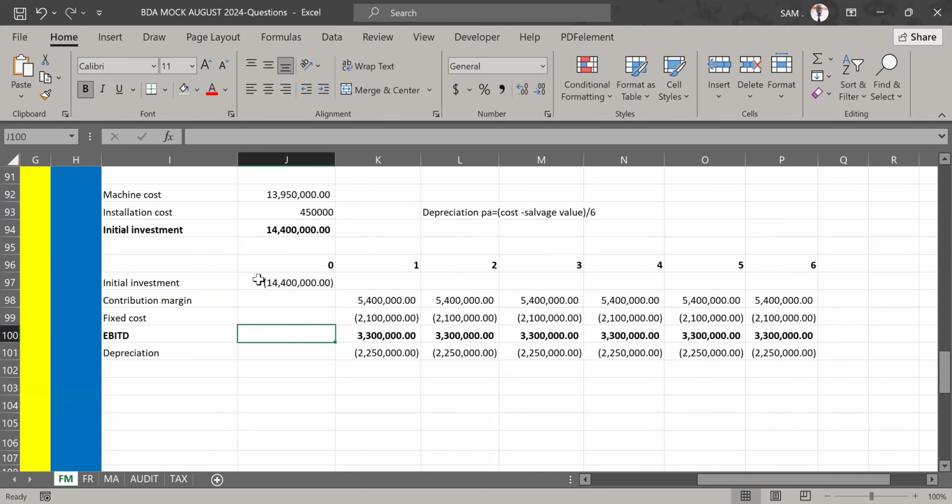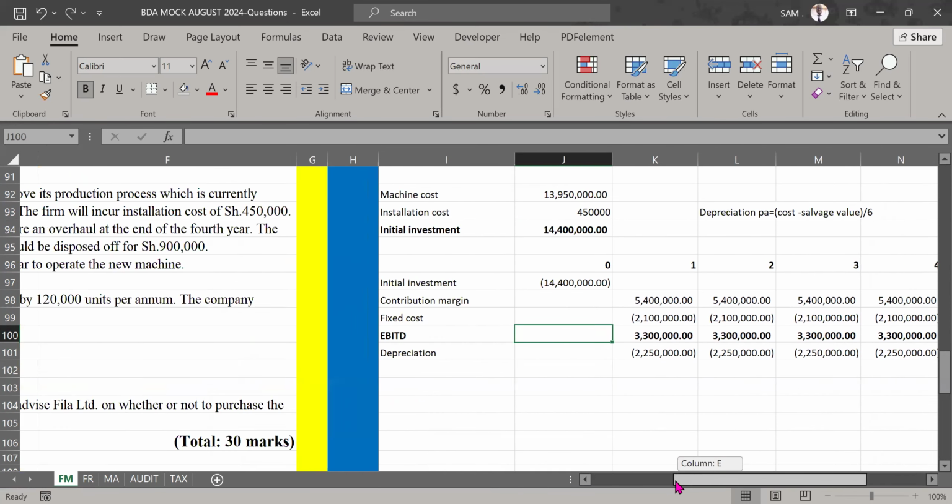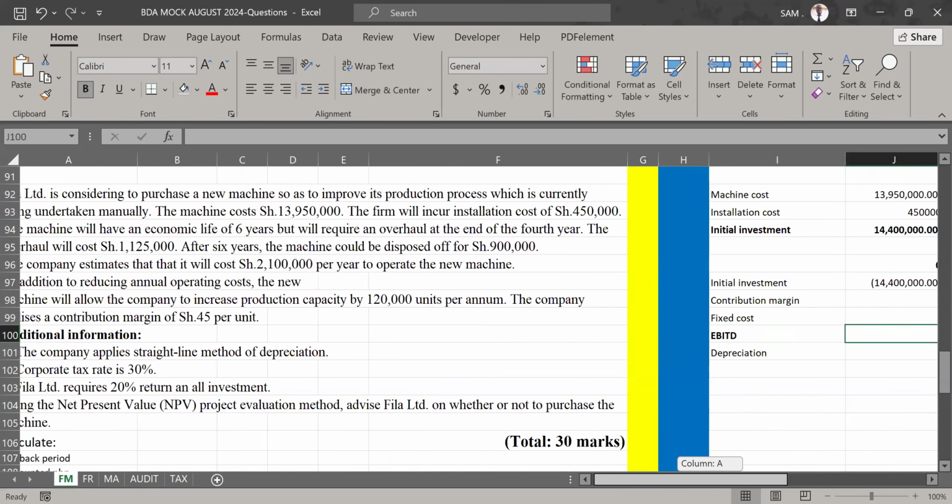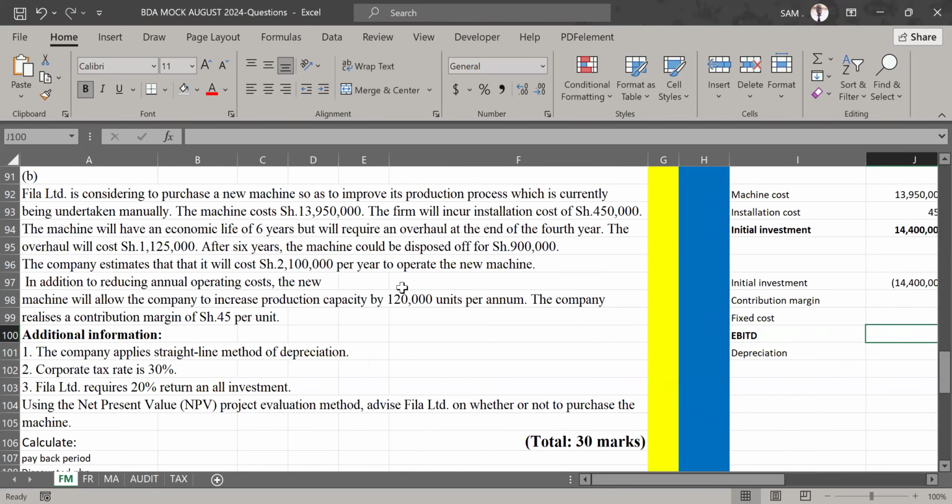Now we want to put this information together and look at it as we bring this new machine into place. We've been given information that the machine will be overhauled at the end of year 4. We've also been given the economic useful life of the machine as 6 years. Then we are also being told that there is a cost of running this machine per year, and that cost is 2.1 million. So that is an additional cost should the company decide to purchase this machine. They will incur this cost of 2.1 million shillings per year.